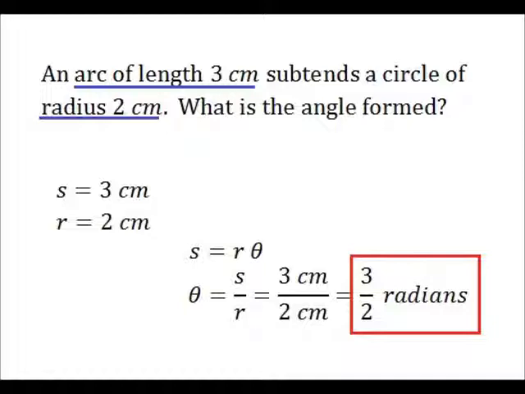So, using the arc length formula s equals r theta, I rearrange the equation to get theta by itself, and I get theta equals s divided by r. So now I input those variables, 3 centimeters divided by 2 centimeters, and I end up with 3 over 2 radians.